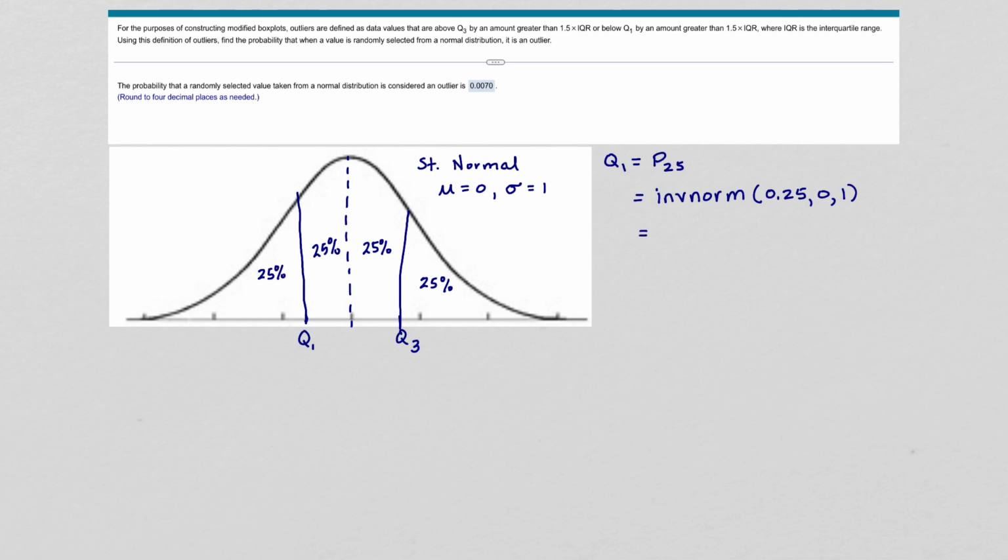So here I'm getting, for a z-score, negative 0.6745, and I'm going to round this to 4 places because in the problem here it says to round to 4 places, so I'll go with 4 places here. So that's how I knew that this Q1 was falling between 0 and negative 1.